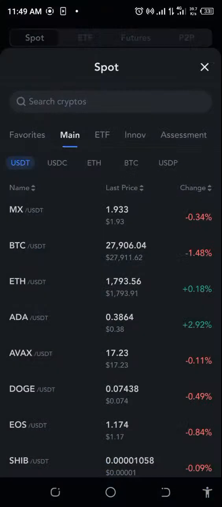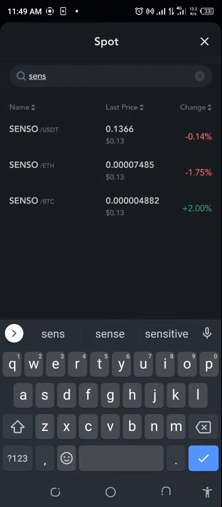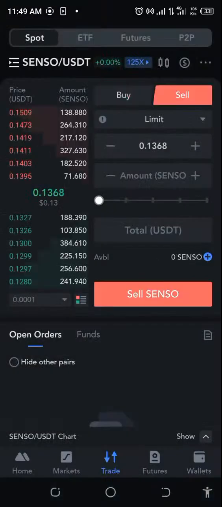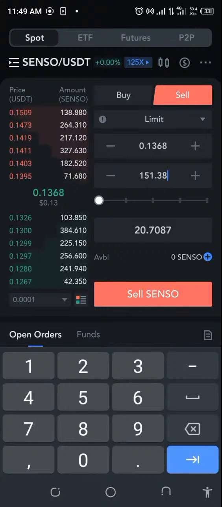Here you go to Senso USDT. And then we sell. Okay. Wow, looks good. Let's try this out. Okay.